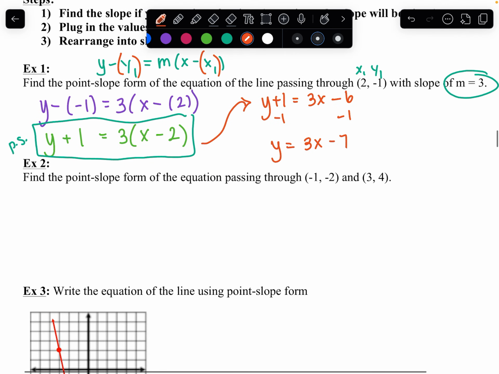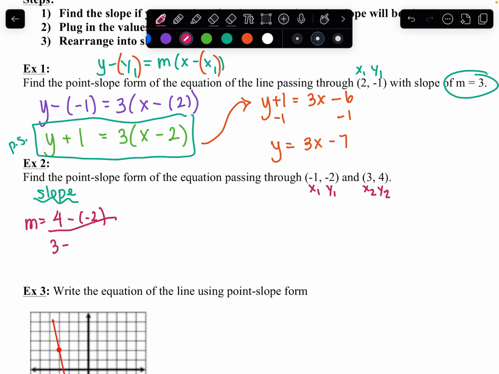Now, for number 2, we have a little bit of a problem. We aren't given our slope. So first, we have to find our slope for these 2 points. I'm going to label them. I think it makes it just a little bit easier. You don't have to do this. So we would end up with 4 minus negative 2 over 3 minus negative 1. And so when we simplify, we get 4 plus 2 over 3 plus 1, which gives us 6 over 4, which simplifies to 3/2. So there's our slope.